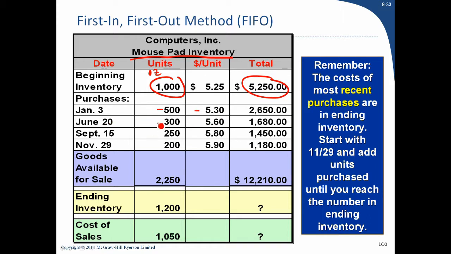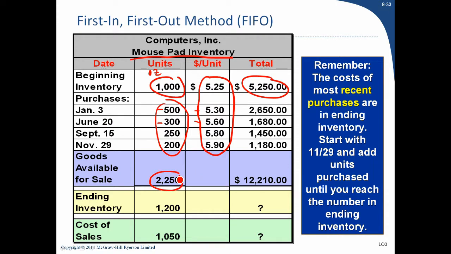On June 20th, you purchased another 300 units, and here you paid $5.60 a unit, right? So you can see how these prices are fluctuating, and every time you're making a purchase, you're paying a slightly different amount, right? And you're making purchases throughout the year. You know that your beginning inventory plus everything you've purchased should give you the total goods available for sale.